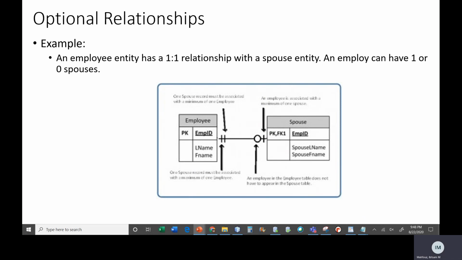This is another example of an optional relationship that is just one-to-one. So here we have an employee who can have a spouse. They might have one spouse, that's the maximum, and they might not have a spouse. So here we represent that as a 0.